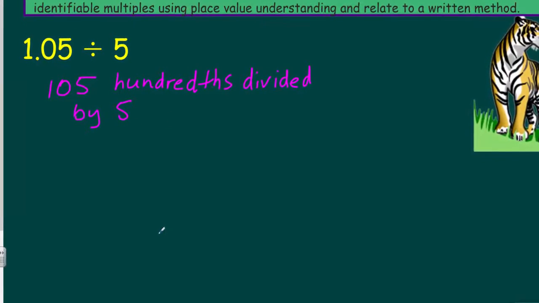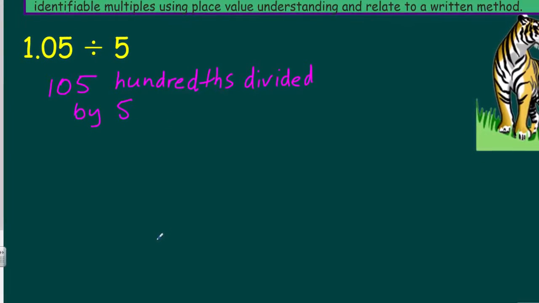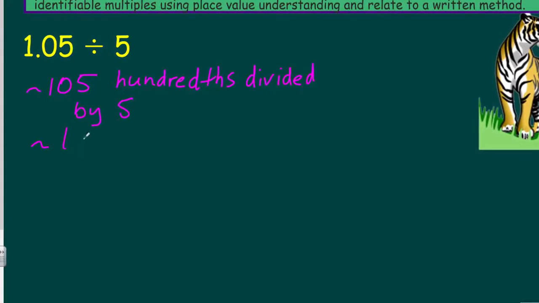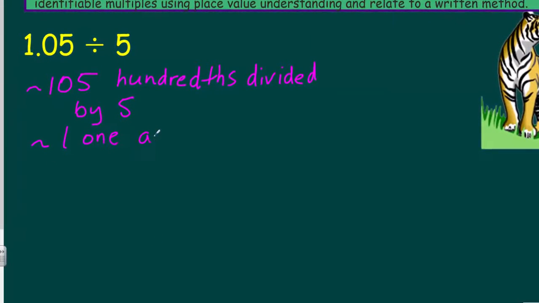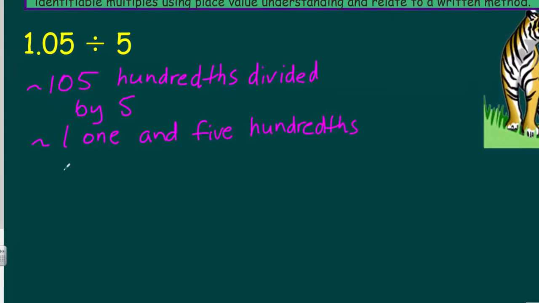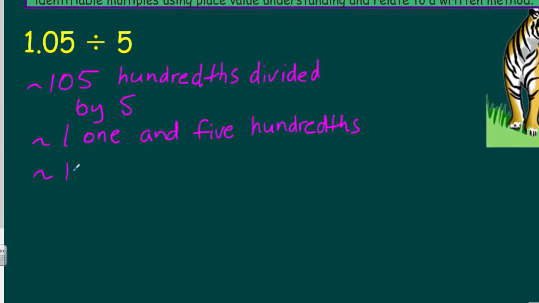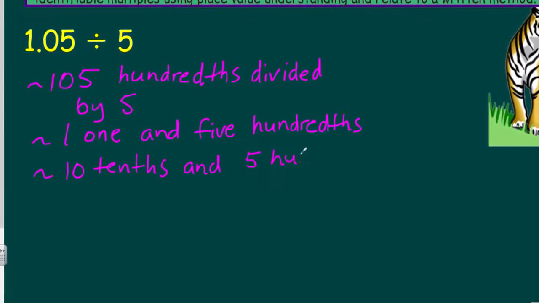I'm trying to think, is there another way we could decompose this quantity? I don't know, we could say we have 1 one and our 5 hundredths. Oh, there's another way. We could also say we have 10 tenths and 5 hundredths.